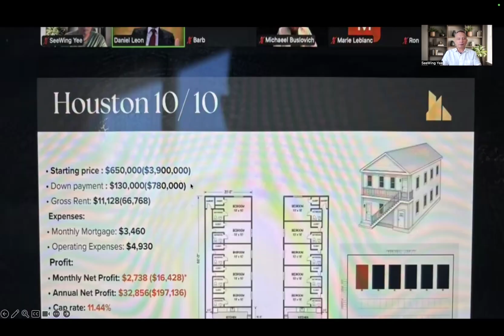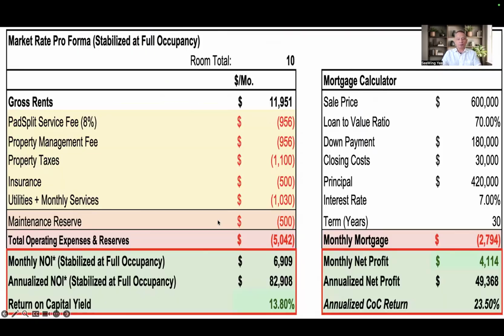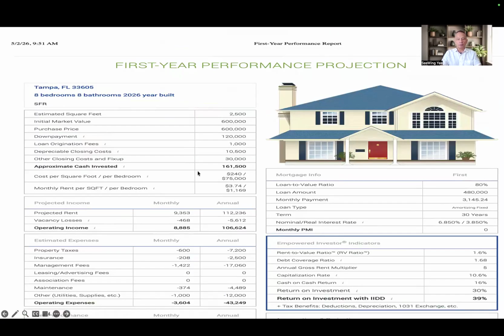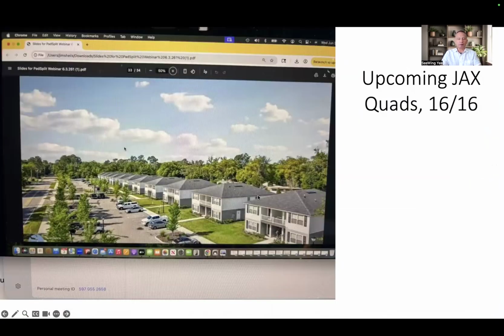We have other pro forma Houston. We have this model plan, huge return. Review on your own, digest it. Look, this number is off the chart. Tampa 8 model. We have provided all the details, all the projected pro forma for your review. We have an upcoming quad, which is fourplex in Jacksonville, 20 bedroom and 20 bath, a little bit less than $1 million, same return, same cash flow, like you have seen.